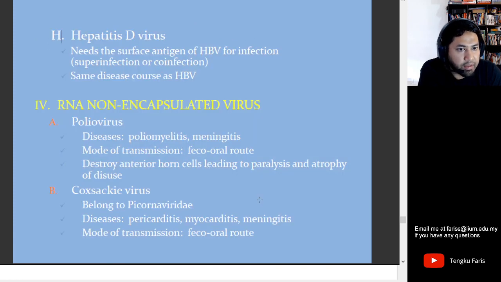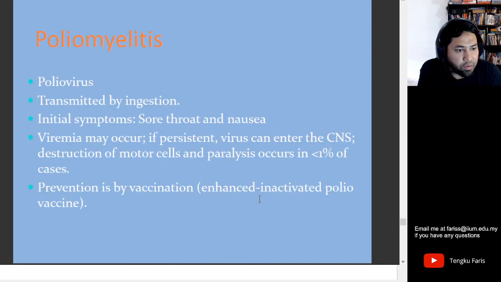And finally, the RNA non-encapsulated viruses. This includes polio viruses that cause meningitis, that leads to paralysis and atrophy. Coxsackie virus causes pericarditis, myocarditis, or meningitis, affecting both the lungs and the brain. It is transmitted through the fecal-oral route. Poliomyelitis is caused by the polio virus.